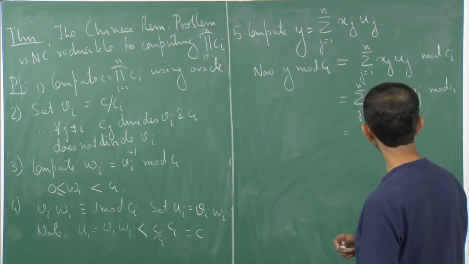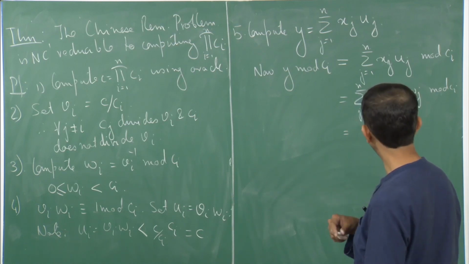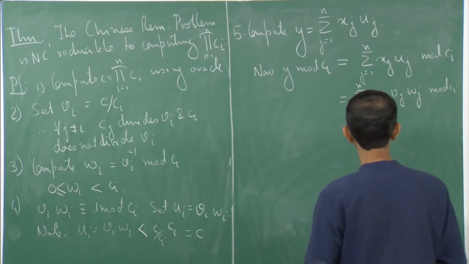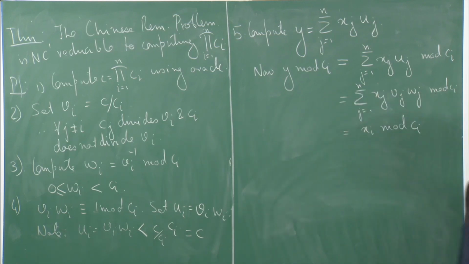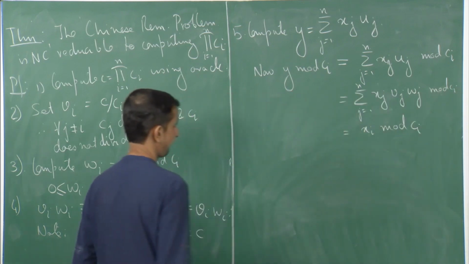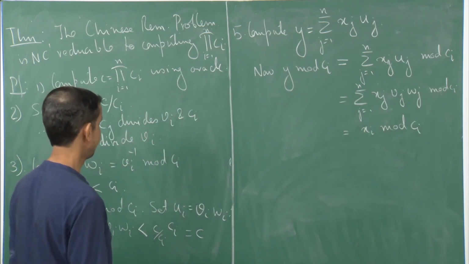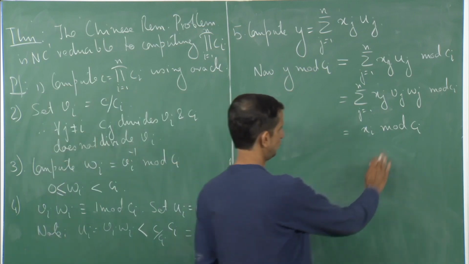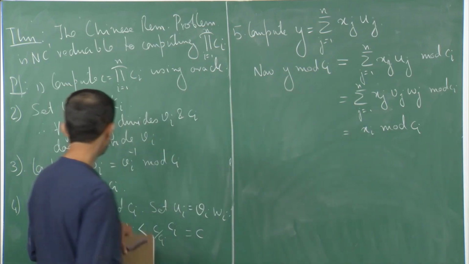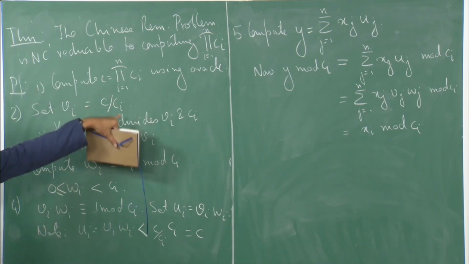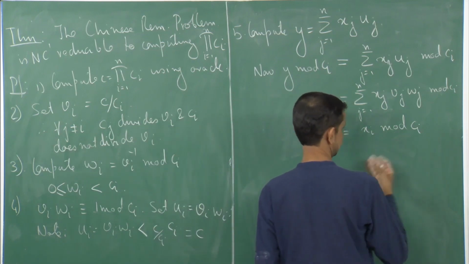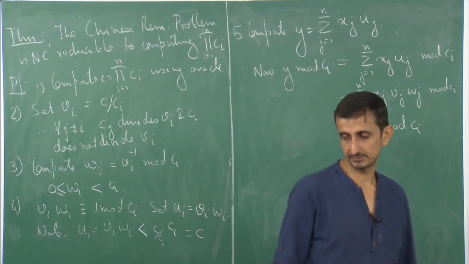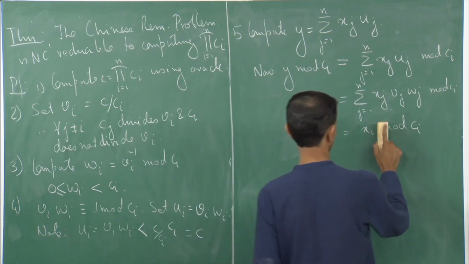ViWi is congruent to 1. So this will be just Xi mod Ci, right? And that's it. In fact, I don't even have to write this mod over here because I know that all these Xi's are at most Ci, so Xi mod Ci is the same as Xi. Okay, so I don't even need to write this mod over here.